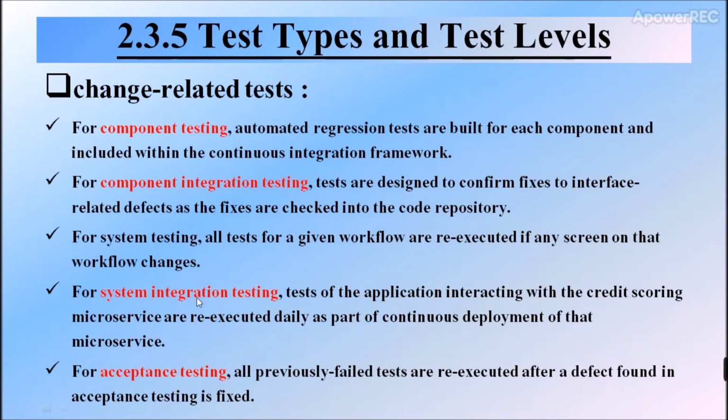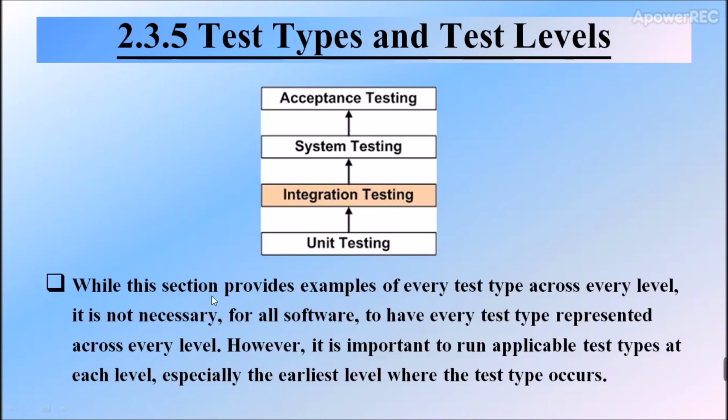In system integration testing, we may retest our interaction with the credit scoring microservice daily through continuous deployment of our system. So each time you want to deploy our system in continuous integration and continuous deployment, we want to retest the integration of our system and microservices. In acceptance testing, we may re-execute all the previously failed tests so that we make sure that these defects are solved.